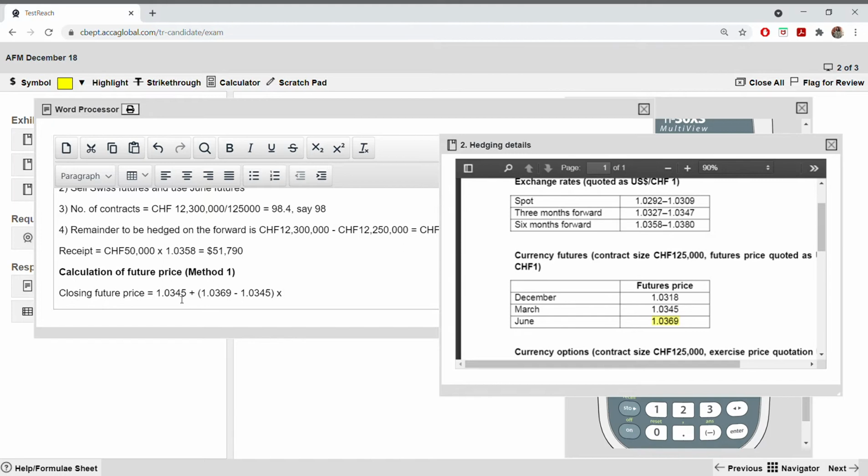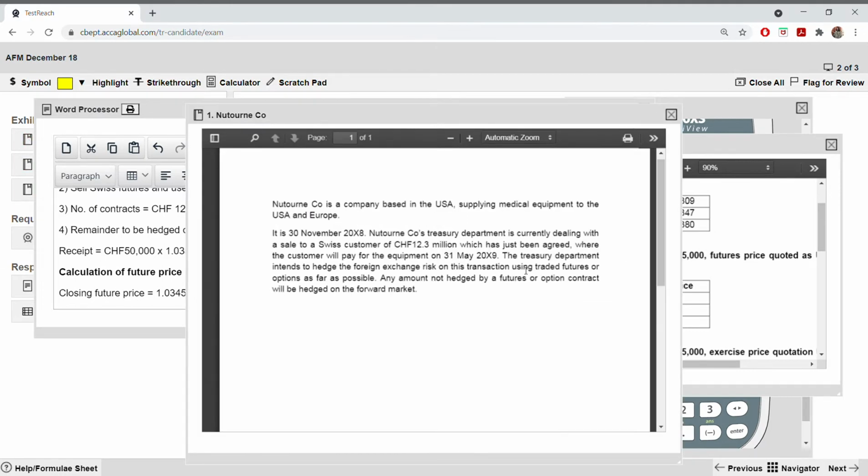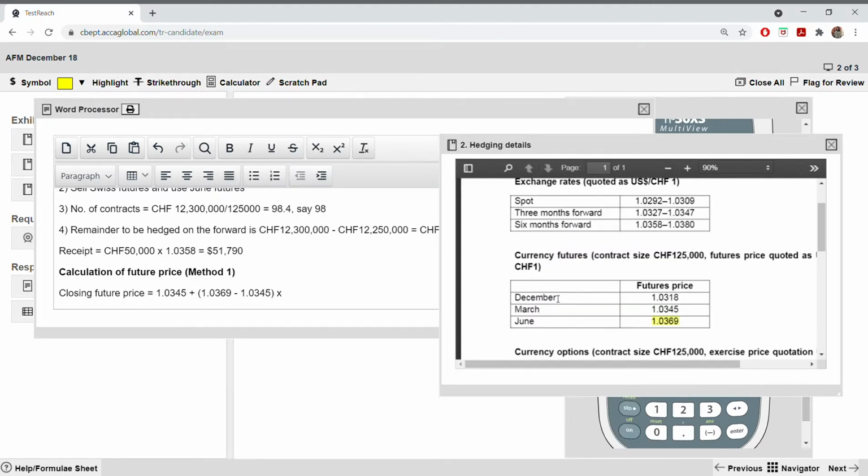See, when you're taking the June future, it is ending on when? May, right? 31st of May. The closing date, if you forgot, you can just open your exhibit 1 and see. It is 31st May 2009 when they will get the payment, the receipt. So just compare from March to May. So April, May, just 2 months.